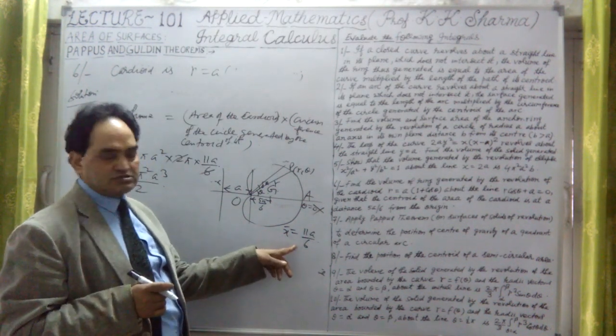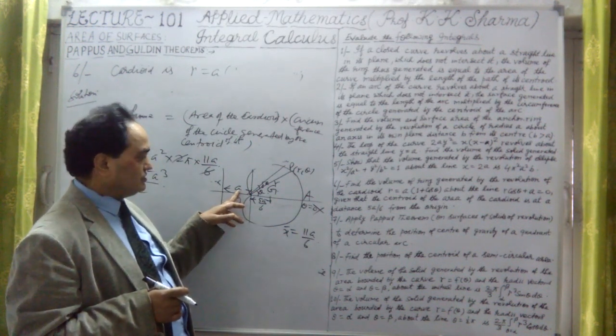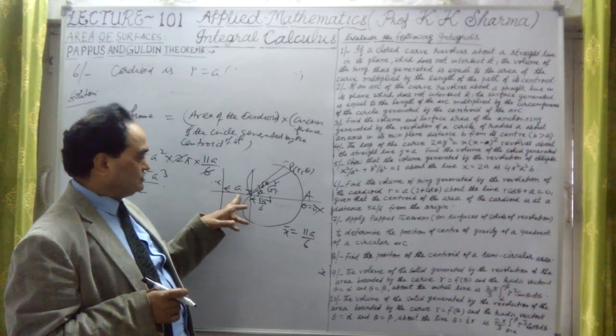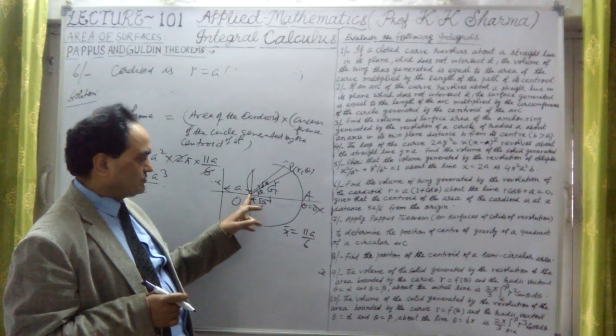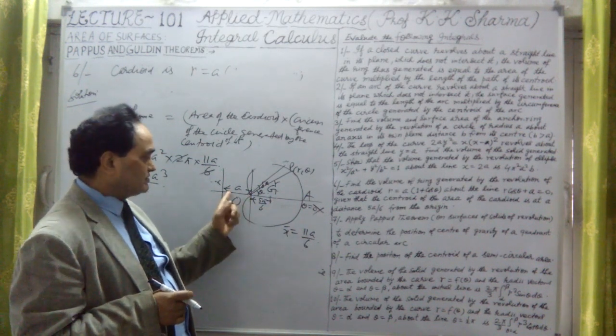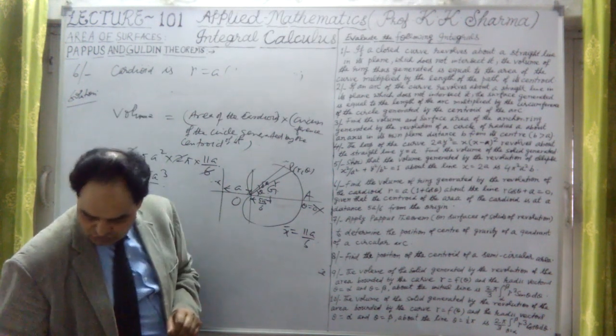This is important: why x bar is 11a upon 6. The line says x equal to minus a, so a is added to this. We have 5a by 6 from the origin to the centroid, plus a that we added, which is 11a by 6. This is for the volume generated.